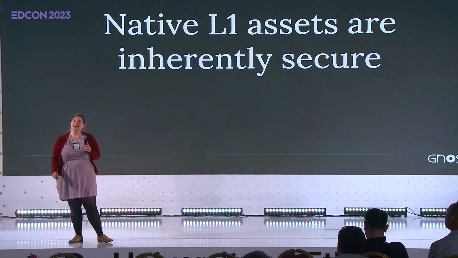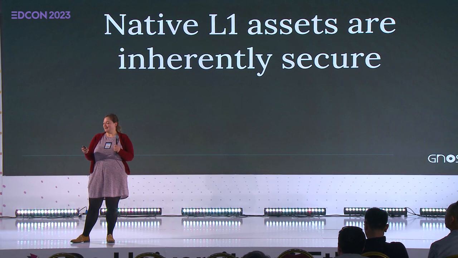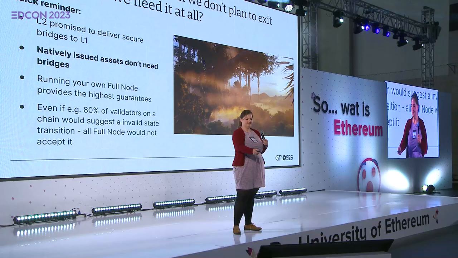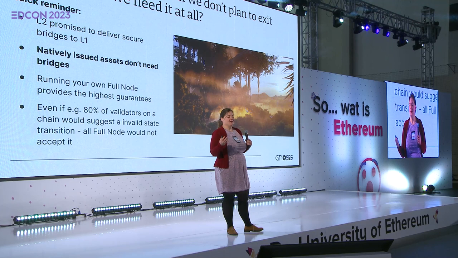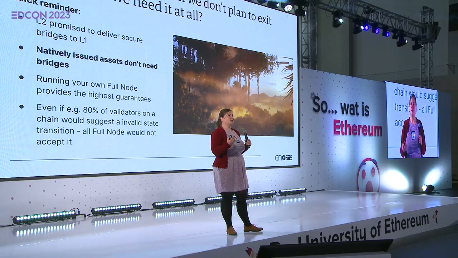Okay, so let's talk about L1s. So bridges between L1s and L2s are fantastic. This is why people love them, right? But if you appreciate that most of the assets that live on L2s are natively issued on L2s and are not bridged over from Ethereum, this security advantage goes away, right?